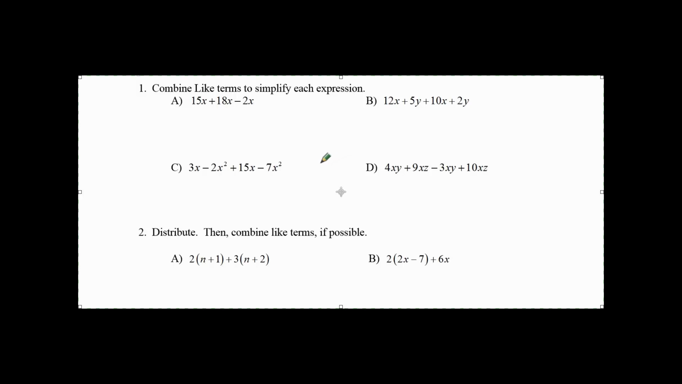Alright, this video is kind of a double video. It's got combining like terms and it also has distributive property. It's arguably probably the easiest video that we've got so far, but there are some tricky parts to it and some things that people kind of mess up on in general.